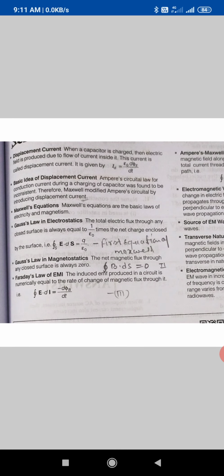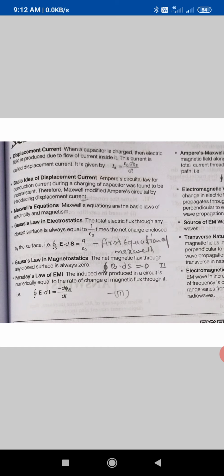Ampere's circuital law for conduction current during charging of a capacitor was found to be inconsistent. Therefore, Maxwell modified Ampere's circuital law by introducing displacement current. Maxwell equations are the basic laws of electricity and magnetism.